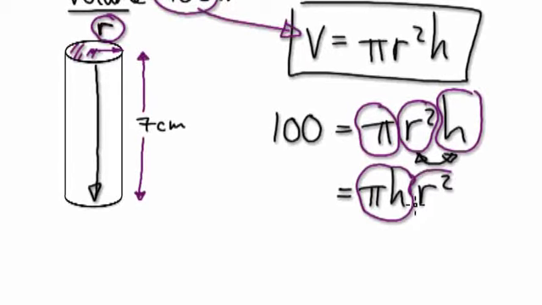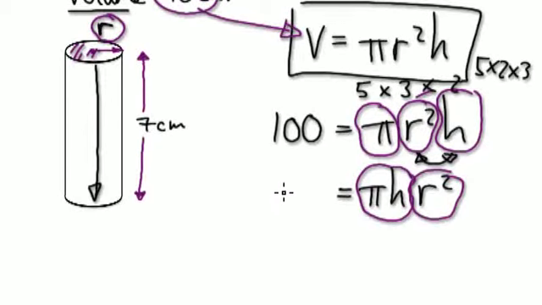And now visualize it like this. Okay, because at the moment you've got three things multiplying each other. So when you have three things multiplying each other, you can swap them around. For example, 5 times 3 times 2, that's the same as 5 times 2 times 3. You can switch them around. Okay, so what we've done is just switching them around.